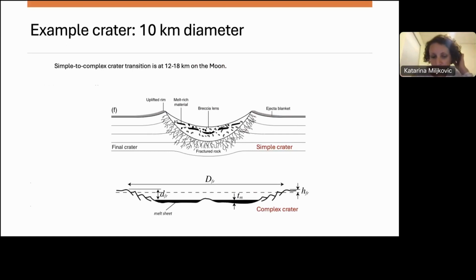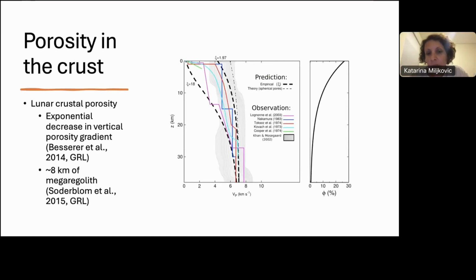The first example I would like to show you is a simple crater, let's say a 10-kilometer crater on the Moon. That would be a simple crater. If we go bigger than, let's say, 20 kilometers, for sure we're starting to form complex craters. But nonetheless, even for a decent structure like this, we still have to think about what kind of crustal properties we're simulating.